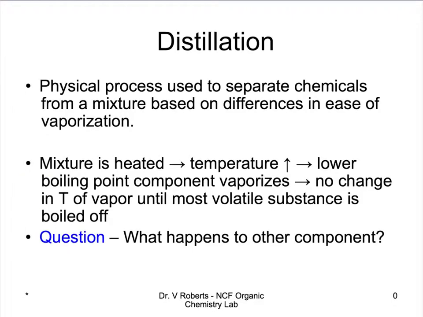So distillation is a process that's used to separate liquid substances based on their differences in boiling point. Or another way of saying that is the differences in ease of vaporization. As the mixture is heated, the temperature increases and the lower boiling point component vaporizes. When this is happening, it's like a phase change for a pure liquid, and so no change in temperature is noticed until most of the vapor of the volatile substance is boiled off.